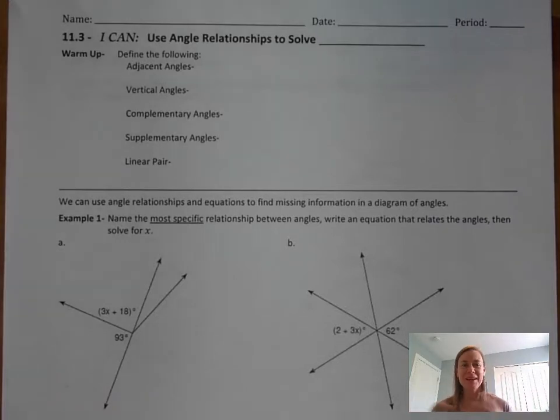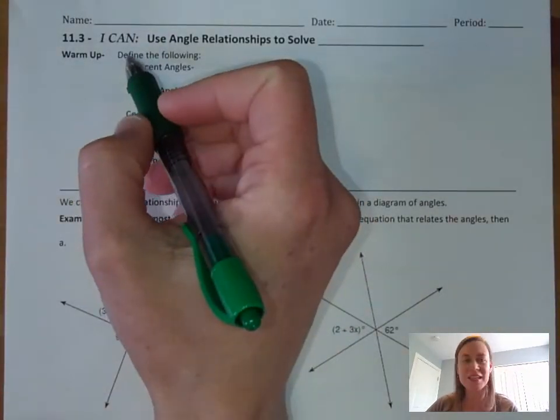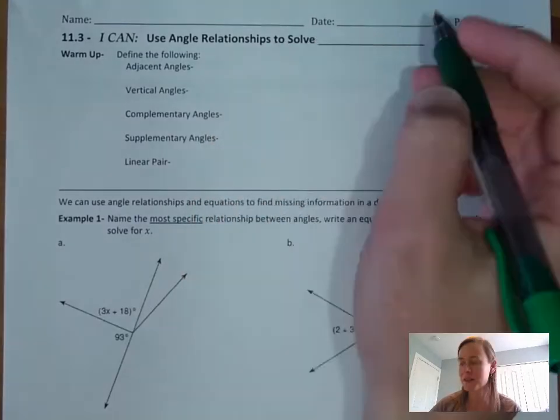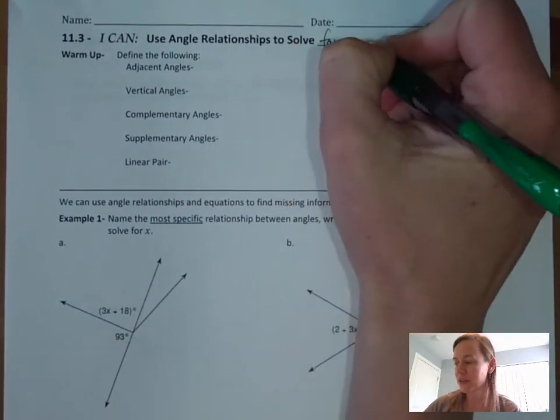Today we're going to combine everything that we've already been learning about so far in this unit and use it to solve a bunch of problems. So our I can statement for today is I can use angle relationships to solve for missing angles.